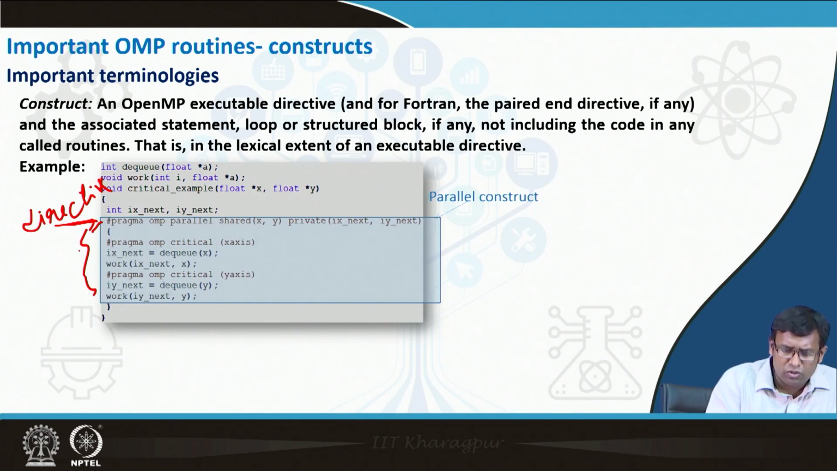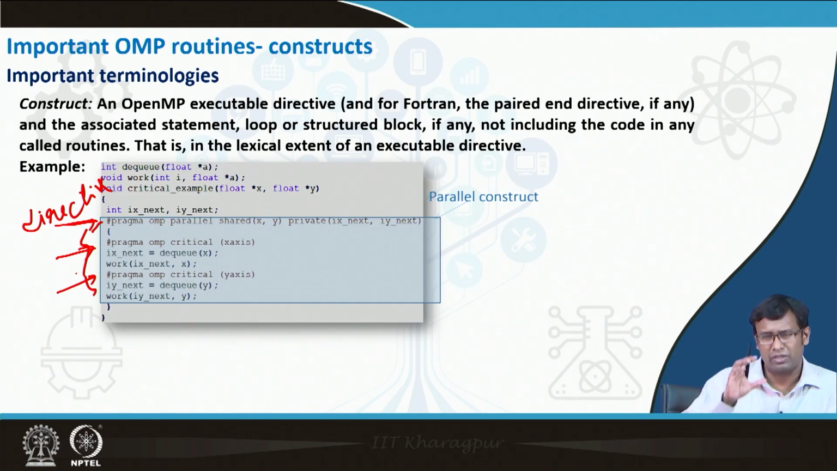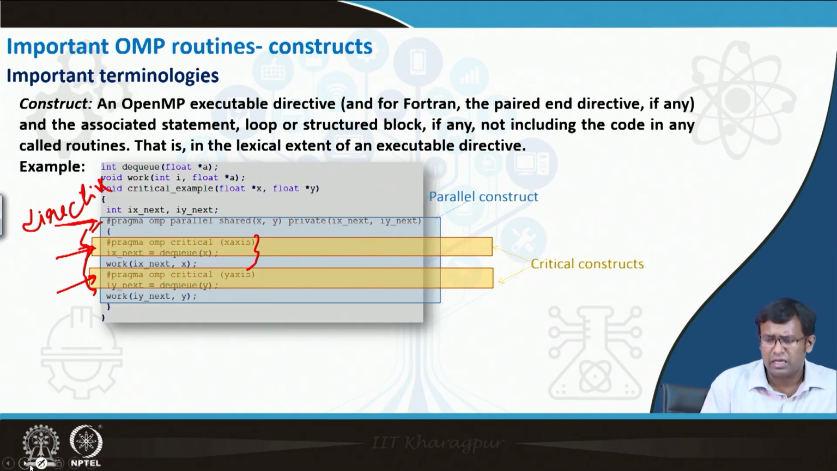We can also see two other directives, OMP critical x axis and OMP critical y axis. The critical directive tells that though the block will be executed in parallel by multiple threads, at one instant only one thread will be allowed to execute this line. This is called a critical directive. And these are also constructs.